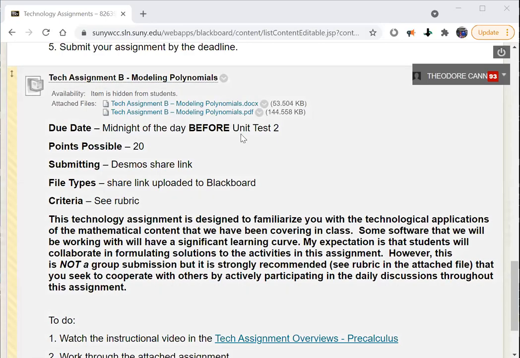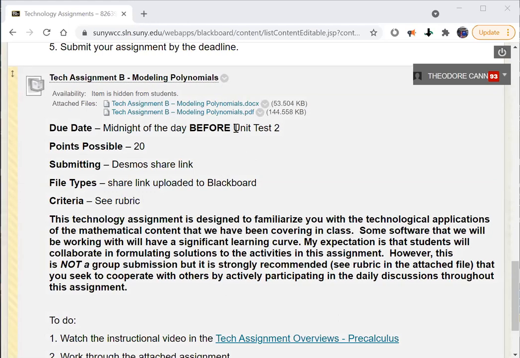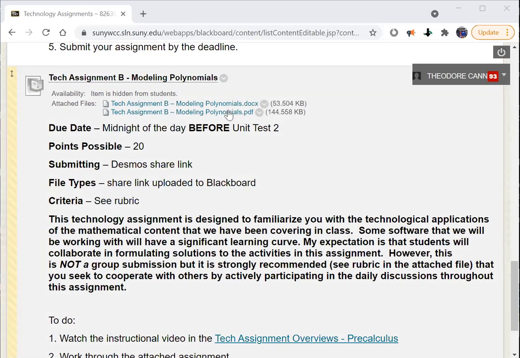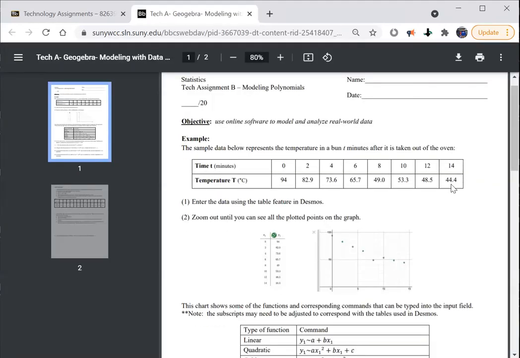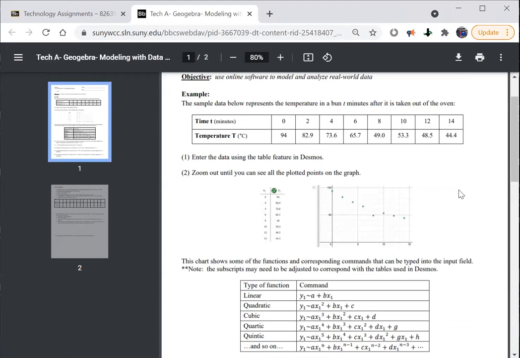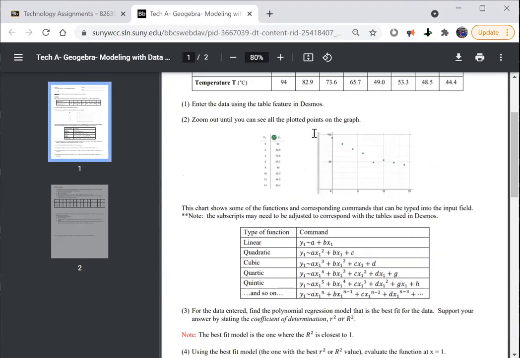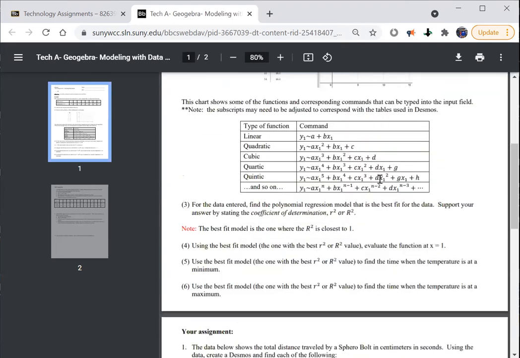So, the drill about like do before the unit test, et cetera, et cetera. Let me open the file. You see a data set, very not so complicated data set, but it's still a data set. What we're going to do with that looks very complicated, although it's really not that bad.